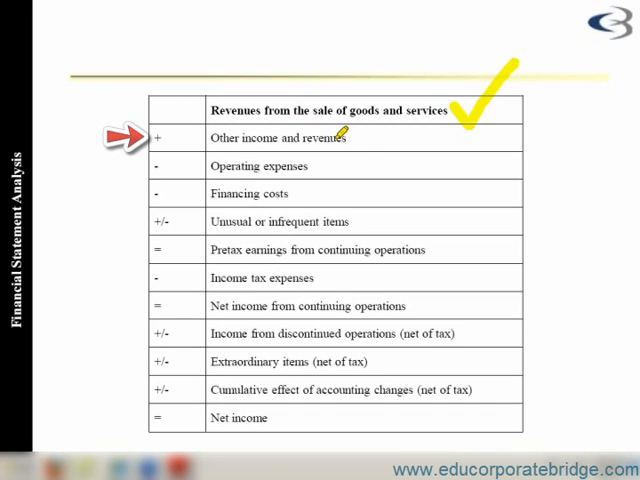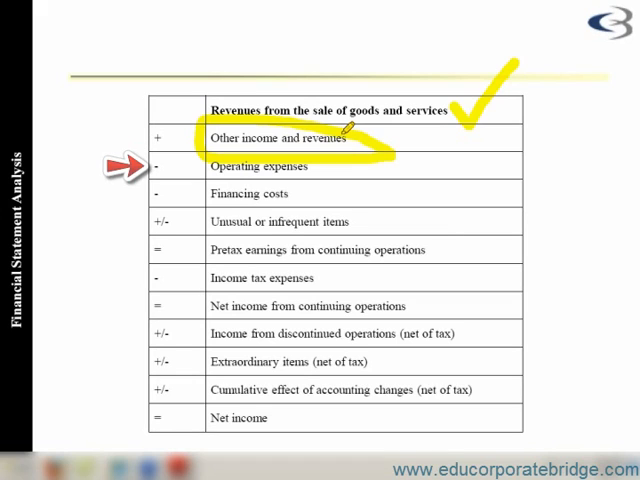From this, you'll add your other income, which is not the income in your normal day-to-day operation. For example, if your company has invested in shares of some other company and you are receiving dividend out of it, that's part of your other business income. So revenue from sale of goods and services, from that you'll add other income and revenue.